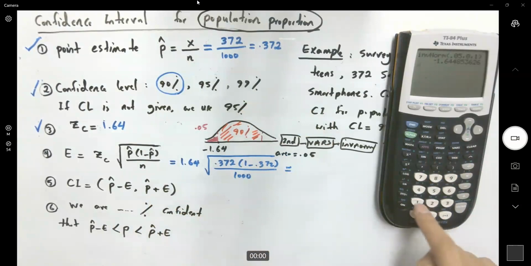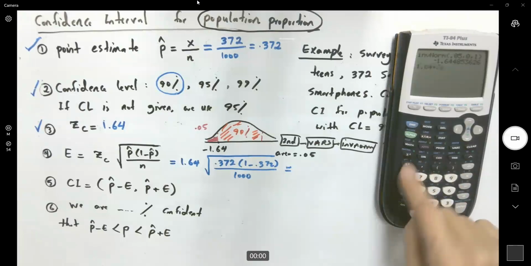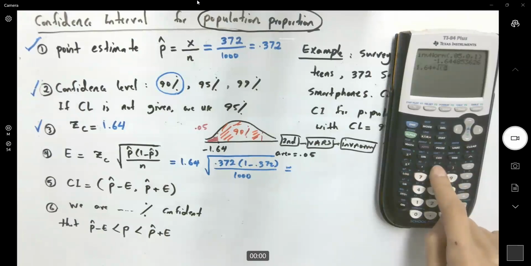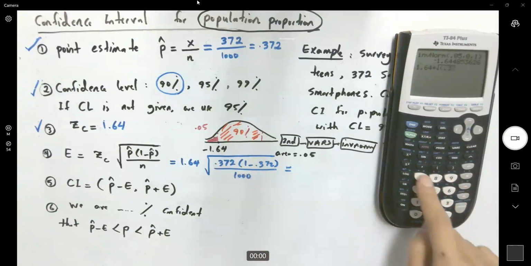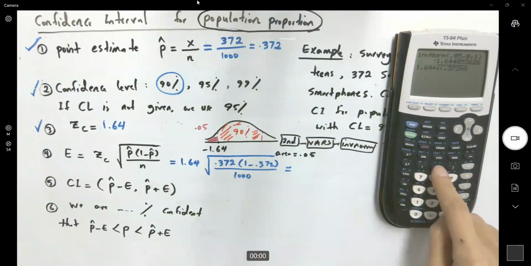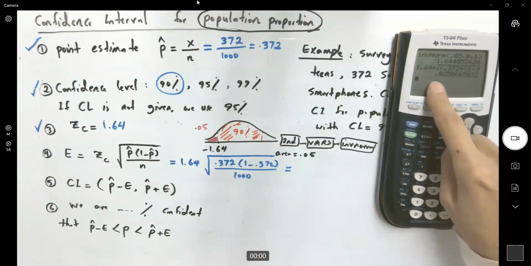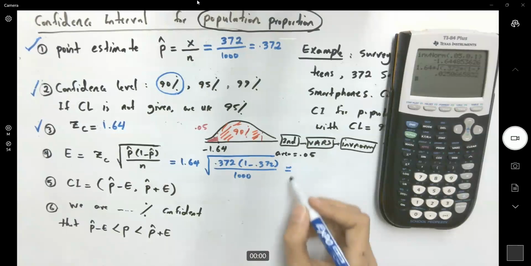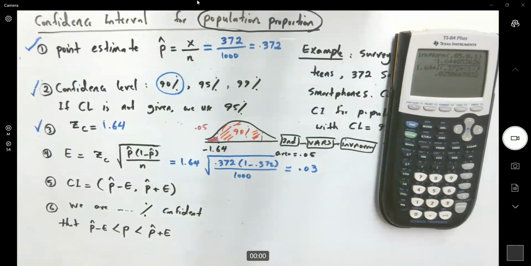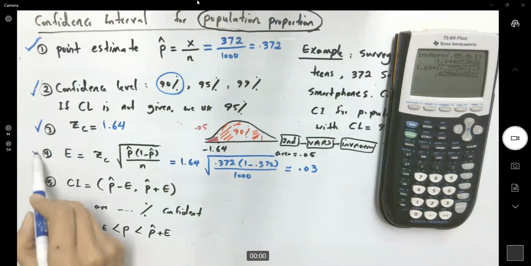I'm going to write 1.64 times square root of, well, remember to use parentheses, 0.372 times, well, 1 minus 0.372, close the parenthesis, and divide by 1,000, and close up the parenthesis. Approximately, we get 0.3%, almost 0.3%. So we found the margin of error.